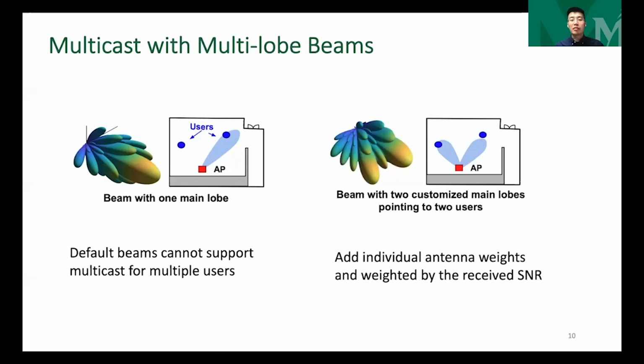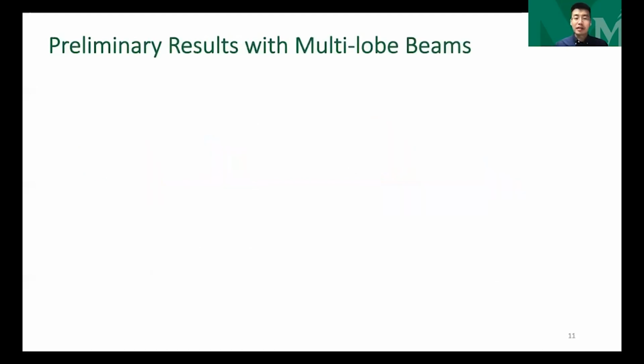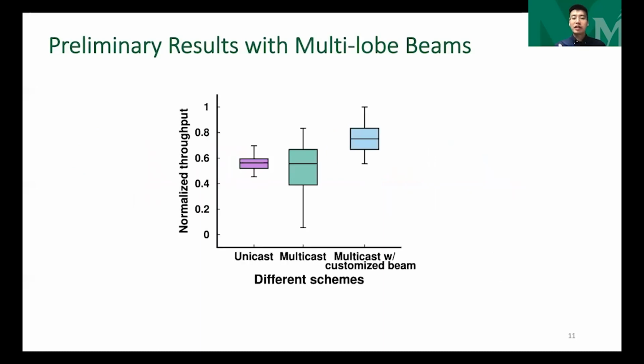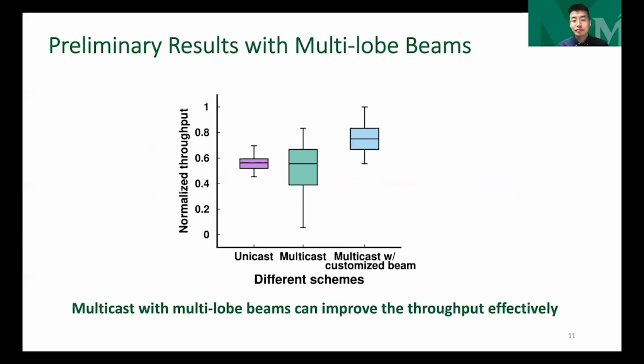So to tackle this problem, we design multi-lobe beams by adding multiple antenna weights together, weighted by the received SNR. This second figure shows the two customized main lobes pointing to two users in our system. We then simulate the potential improvement of multi-lobe beams in a commercial mmWave channel simulator, Remcom. And the results show that multicast with multi-lobe beams in our system can improve the throughput effectively.